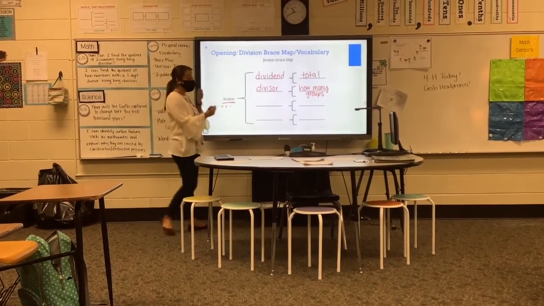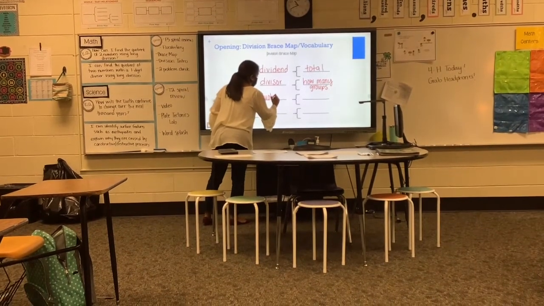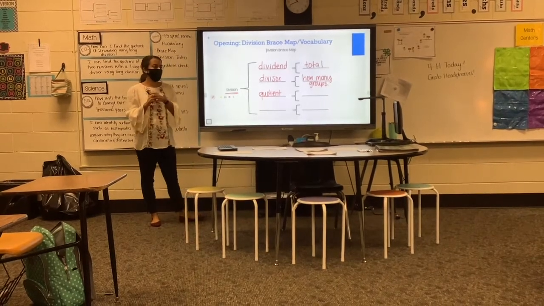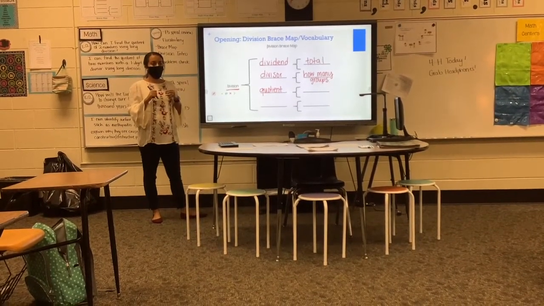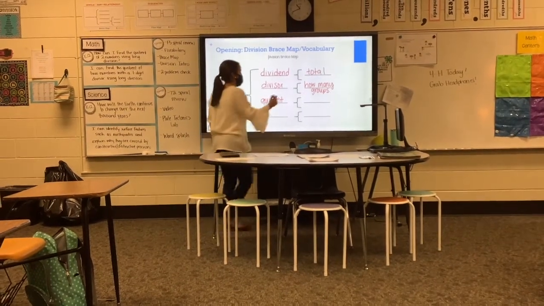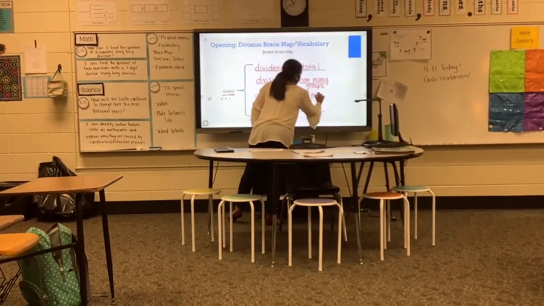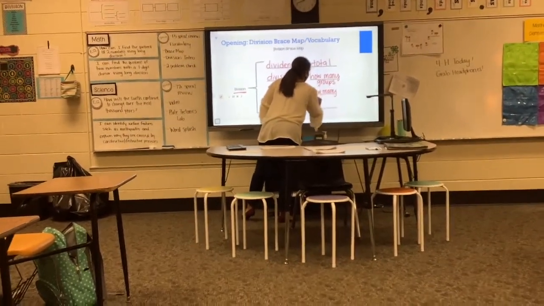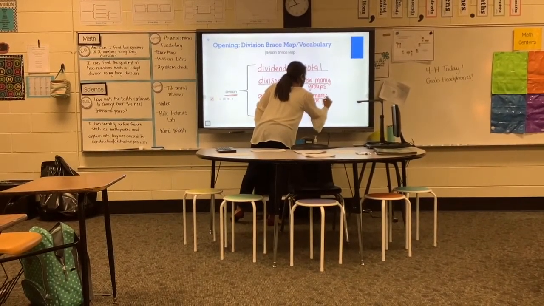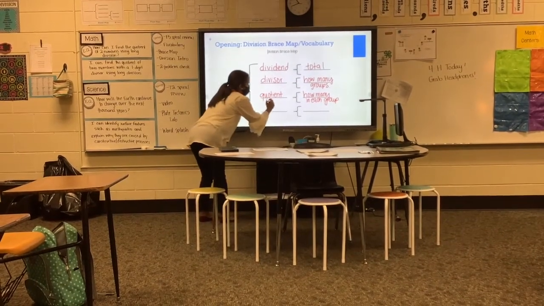Okay, next is our quotient. We talked about this in Fantastic Five. What is our quotient? The answer. The answer, correct. So this is going to be how many in each group? If you want to, you can write answer if you'd like.